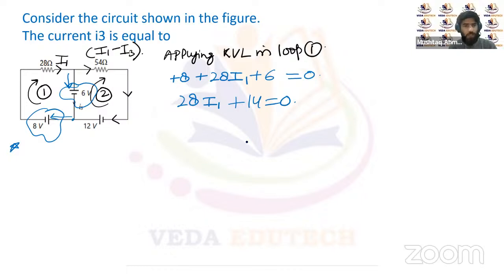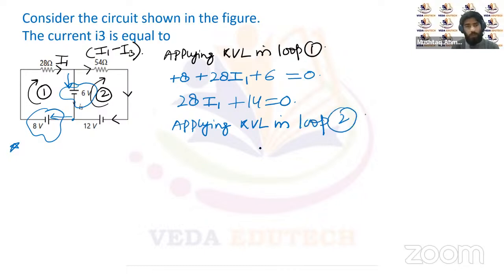Now applying the KVL in the second loop, loop 2. Once again, we'll be moving in the same fashion, in the clockwise direction. Let's suppose we start from this point D here. We'll be facing the negative terminal of this 12 volt battery, so we'll write it as -12.